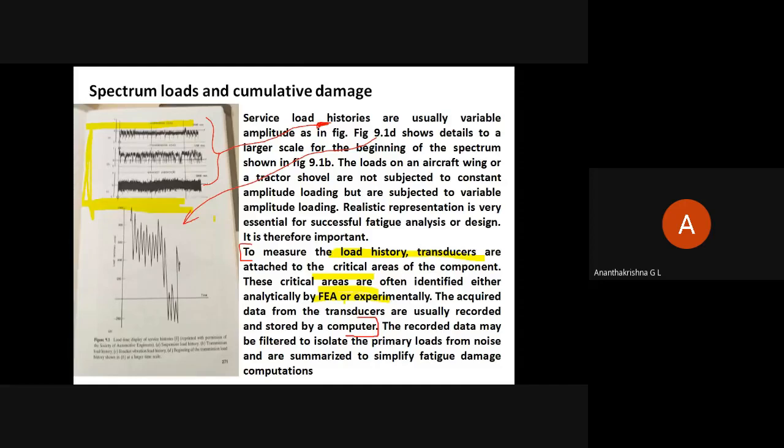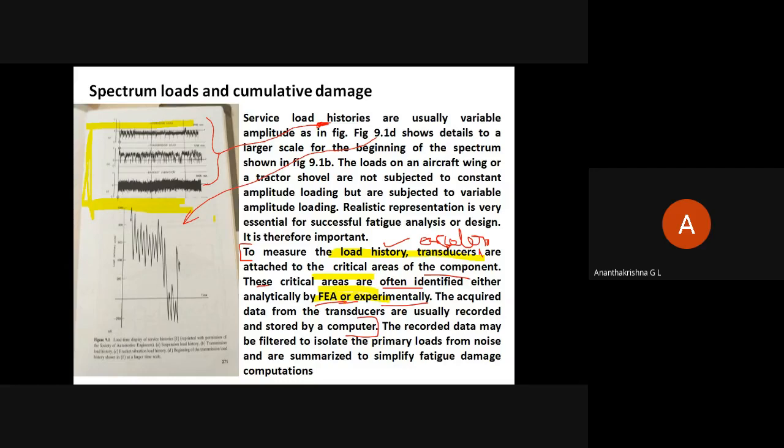That is to measure the load history, transducers, and here you add accelerometers also, transducers and accelerometers. To measure the load history, transducers and accelerometers are attached to the critical areas of the component. These critical areas are often identified either analytically or by FEA or experimentally. So this acquired data are usually recorded and stored in a computer.